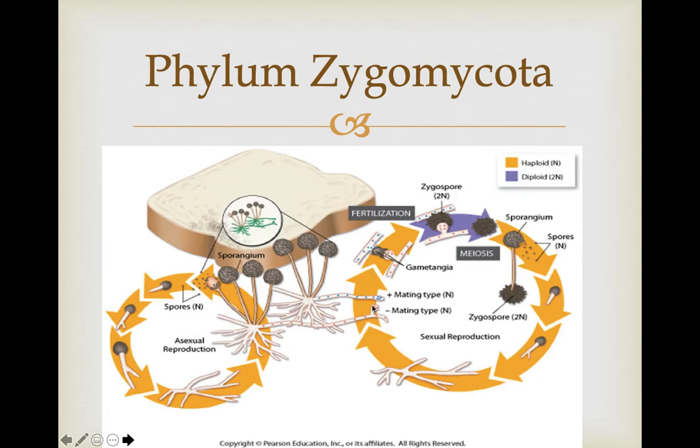Now, you have haploid and haploid mixing to form a diploid cell. You can see that here. That diploid cell will then form something called zygospores, which are diploid spores. They're genetically different than their parents. So these zygospores will then be put up on a little stalk. You can see that here.